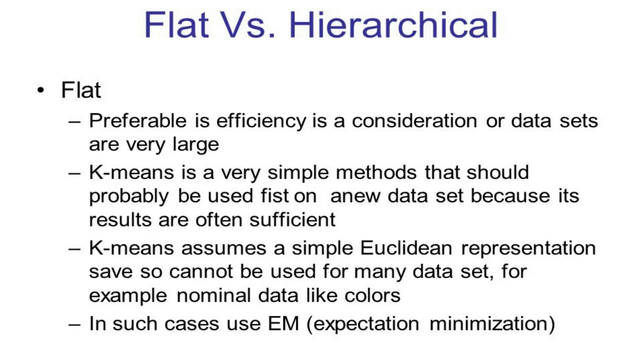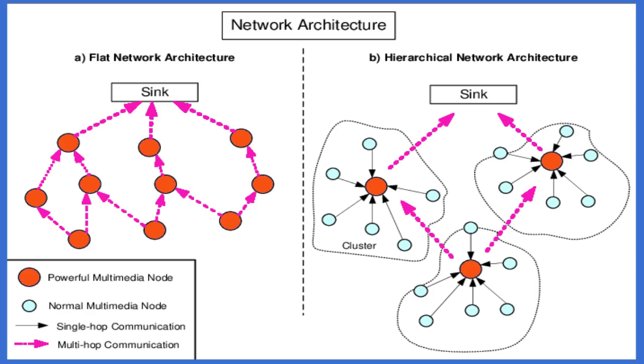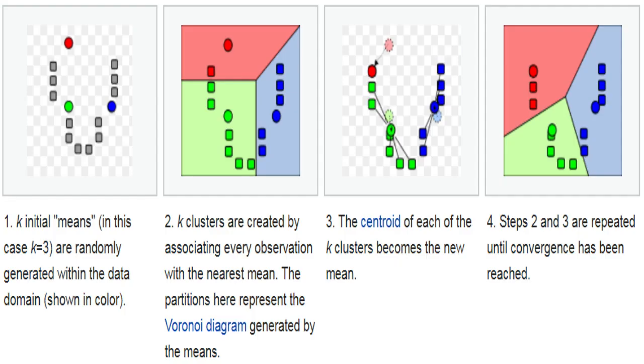Two flat clustering algorithms are k-means, a hard clustering algorithm, and the expectation maximization or EM algorithm, a soft clustering algorithm. Flat clustering versus hierarchical clustering is as follows. Flat clustering algorithms usually start with a random partitioning of documents into groups, and refine iteratively. The main or popular algorithm is k-means.